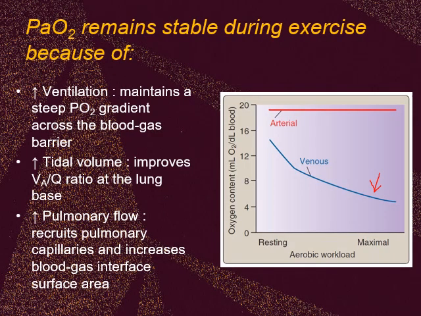In exercise, the partial pressure of oxygen and the oxygen content of the arterial blood remain stable at about 100 millimeters of mercury. This is because of, first, the increase in ventilation. This increase in ventilation maintains a steep partial pressure of oxygen gradient across the blood gas barrier.